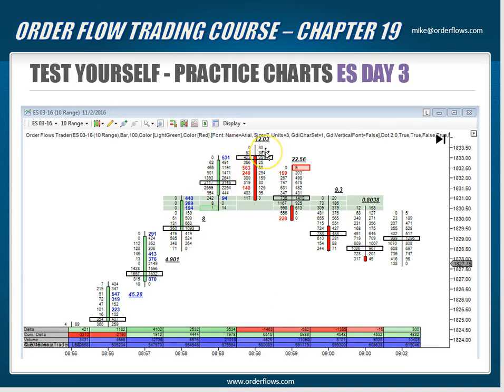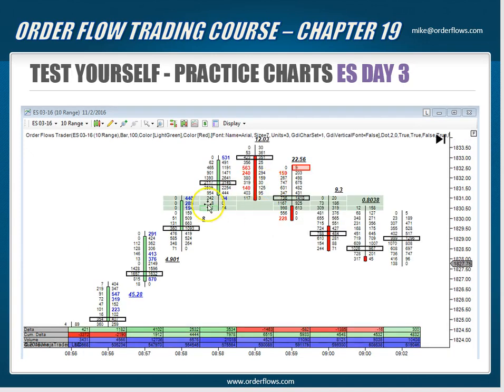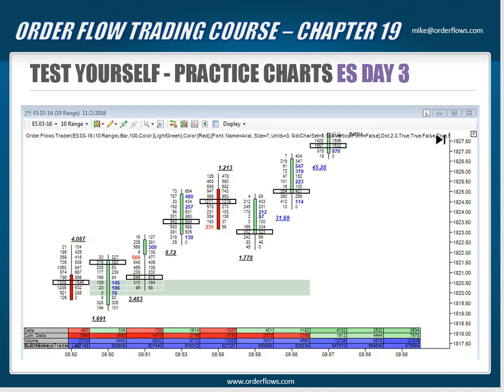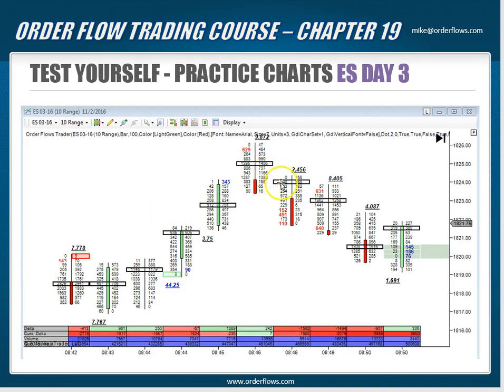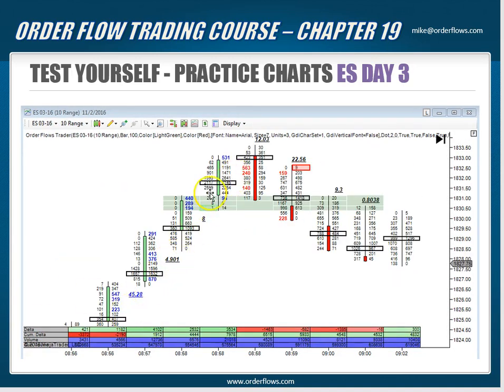Then it comes up to this high here at 1833, but you have this buying imbalance here. Like I said, which buying imbalance would you rather take? Would you rather take this one down here at 1820, or this one up here at 1830? Of course, you'd rather take the one at 1820. After you make your move lower, then you get the buying imbalance, as opposed to making your move higher, and then you get the buying imbalance.